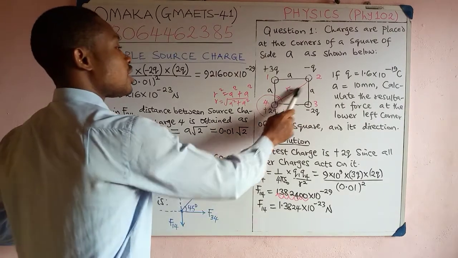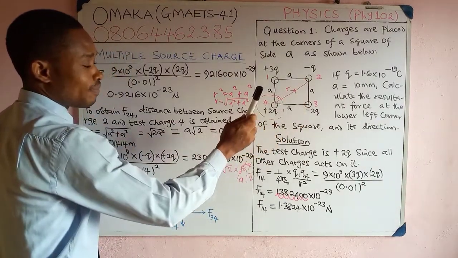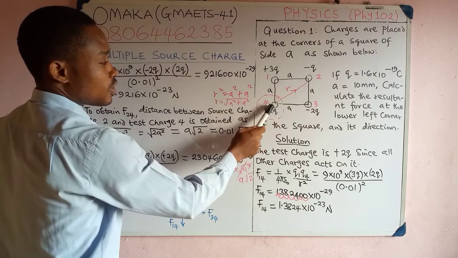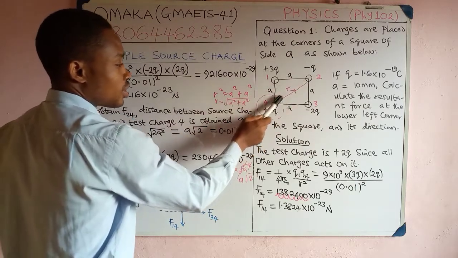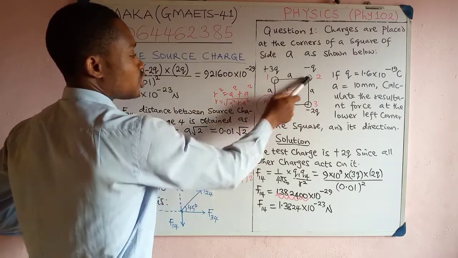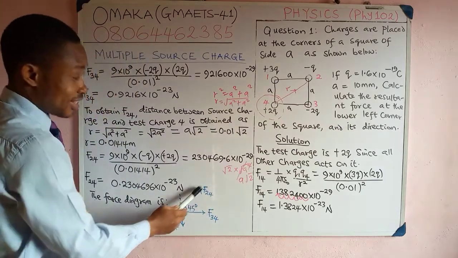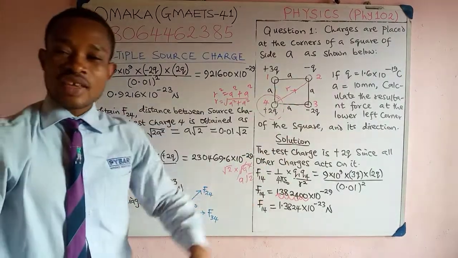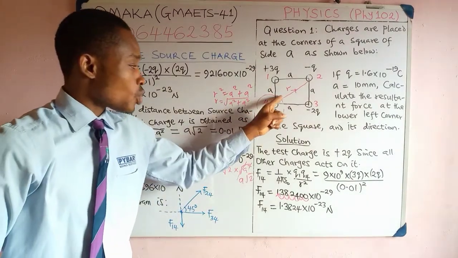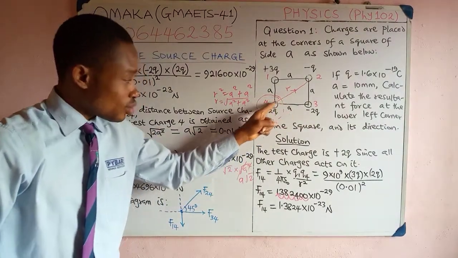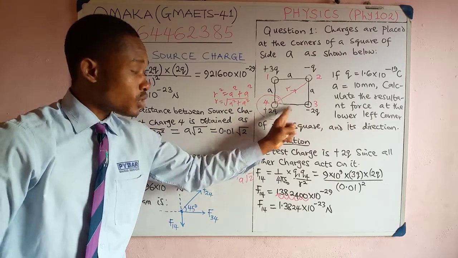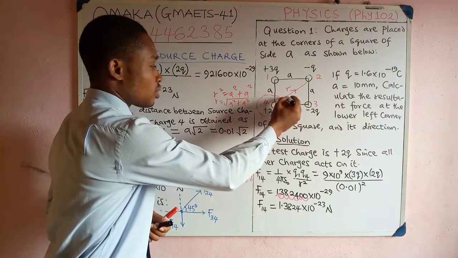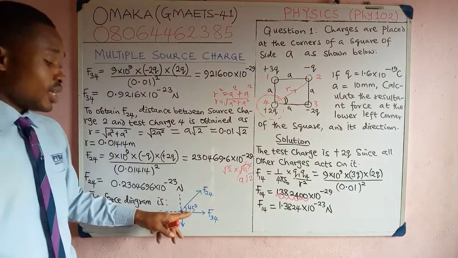Then when you come to this diagonal point as well, this is negative, this is positive. So this charge will be attracting this test charge to itself. And you can see that. The angle here is 45 degrees because this is what? A square. This whole angle is 90, divided by 2 by this diagonal, will give you 45. So take note of that. And that is why I did that here.